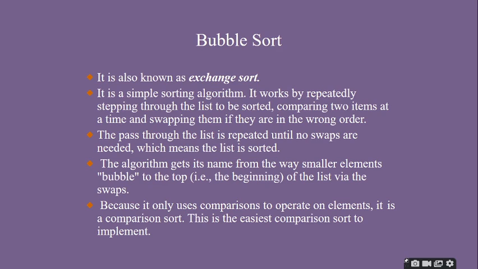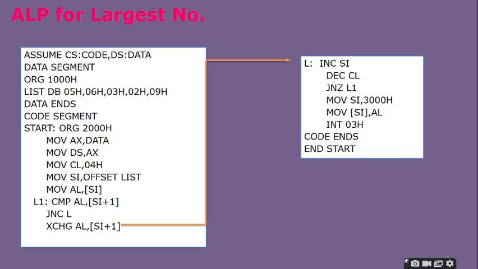The pass through the list is repeated until no swaps are needed, which means the list is sorted. The algorithm gets its name from the way the elements are bubbled to the top of the list via the swaps. Because it only uses comparisons to operate on the elements, it is a comparison sort. This is the easiest comparison sort to implement. First we will see the ALP for finding the largest number.